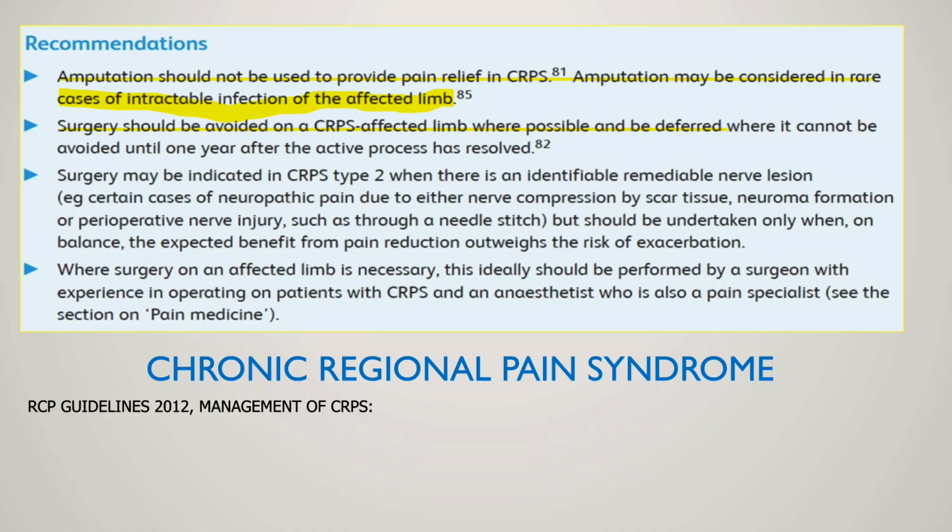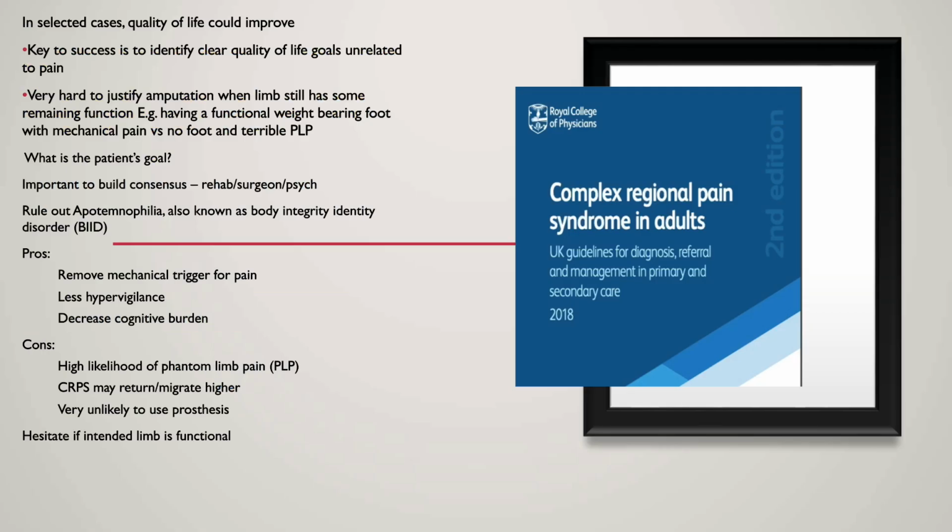We do see a lot of CRPS, or chronic regional pain syndrome, and the 2012 guideline says do not amputate because it flares up and recurs. In 2018, there is another recommendation from the Royal College saying that in selected cases quality of life could improve, but the surgery is only done when the limb is infected, having multiple blisters and all sorts of things. Otherwise, almost always we see that at some point, 3 or 4 years' time, it recurs at the stump.